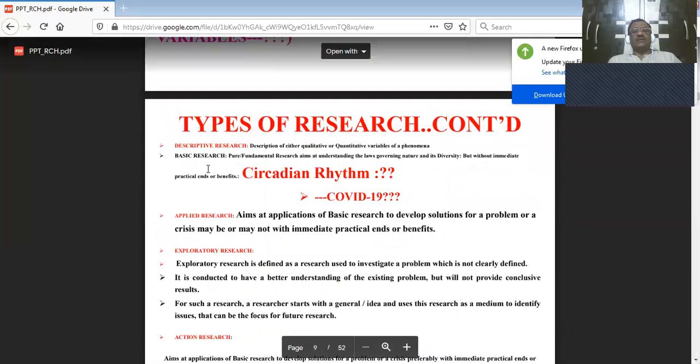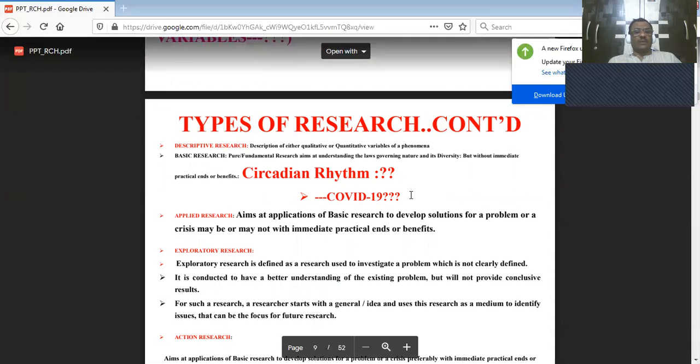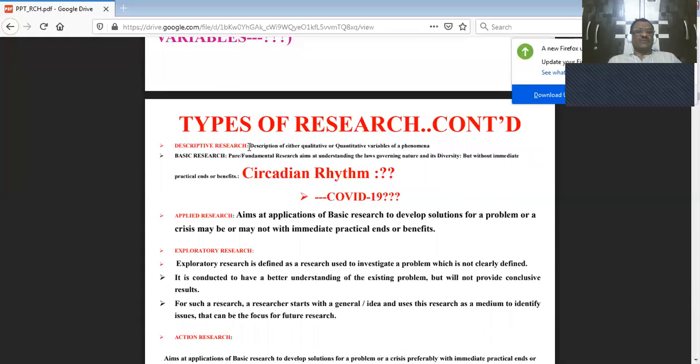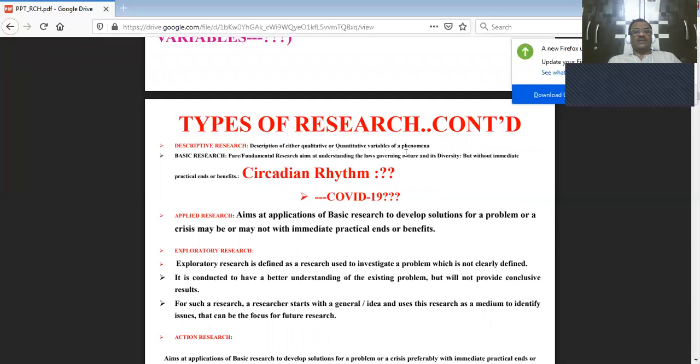Now, if you say types of research, to be continued, here I have something more interesting to start with. Now, descriptive research. This is the most fundamental kind of thing. Descriptive is a simple thing. I'm going to describe either qualitative or quantitative variables of a phenomenon. Just describe. No inferences are drawn.